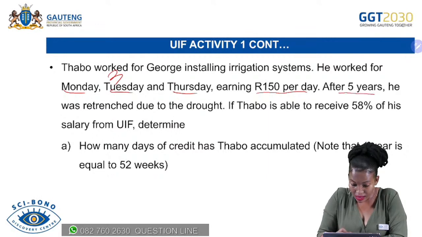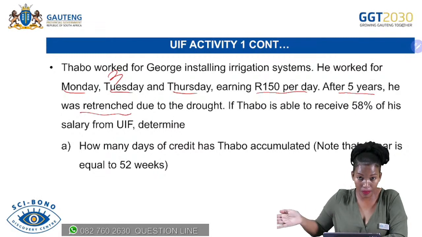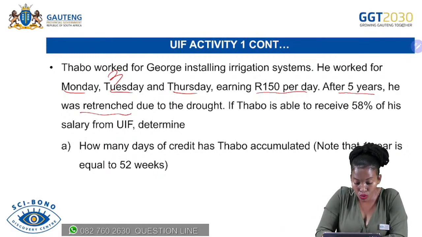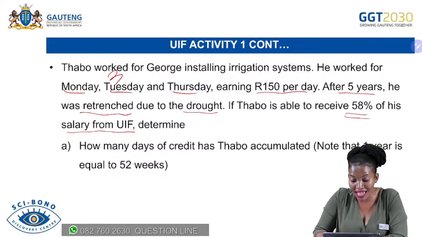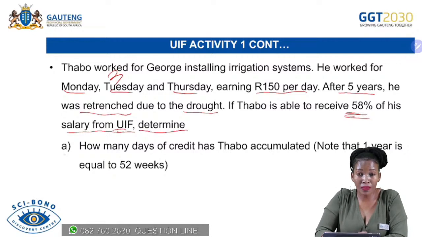After 5 years, he was retrenched. To be retrenched means he had to stop working. He was retrenched due to what? Due to drought. If Thabo is able to receive 58% of his salary from UIF, you see what I told you, that you will be guided. They are telling us that if he is able to receive 58% of his salary from UIF, you must determine 1. How many days of credit has Thabo accumulated?